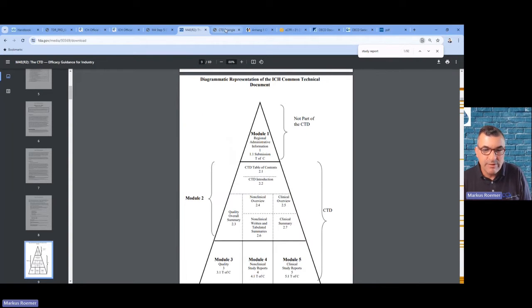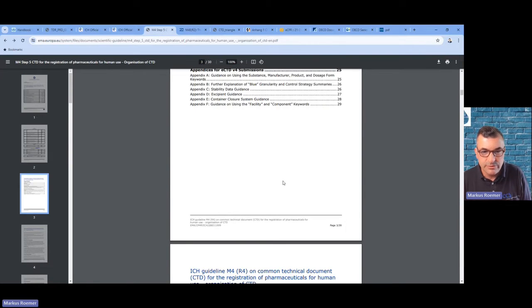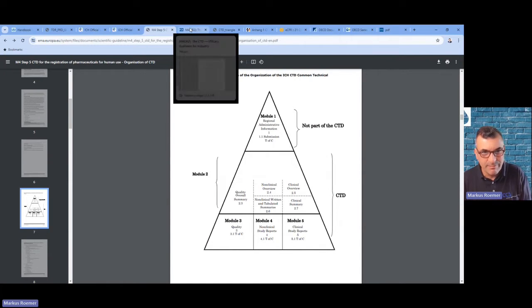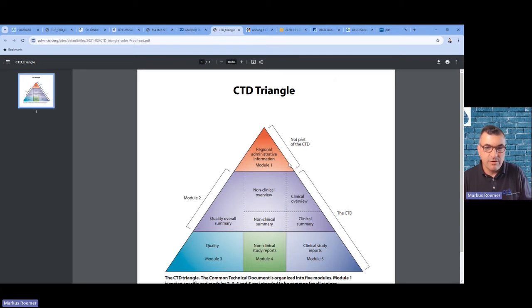And here it's very interesting. You see it here also. Let's go to Europe quickly. Exactly the same. Okay, not very nice here from a graphical point of view. And here you see they call it the CTD triangle. So what should be part of a submission? You can imagine that even if you have a TMF, a trial master file system, for example, parts of this are put into it. And then there's a bridge into the agencies. We don't have a view on that today, but to have a wider view on that: where do your GLP reports come in? It's here in module 4, non-clinical study reports.